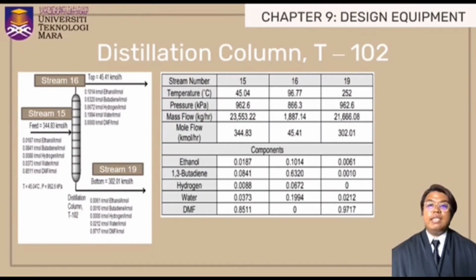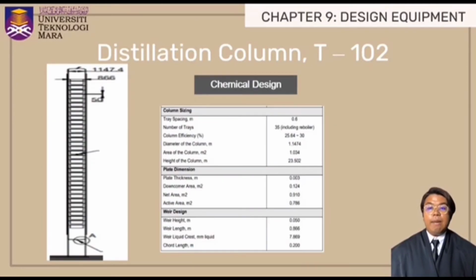Moving on with the distillation column of T102, which is obligated to separate mainly butadiene from other components such as dimethylformamide. These are the streams involved based on the PFD with the component fractions. Okay, these are the summaries of the design for the column based on the chemical design.